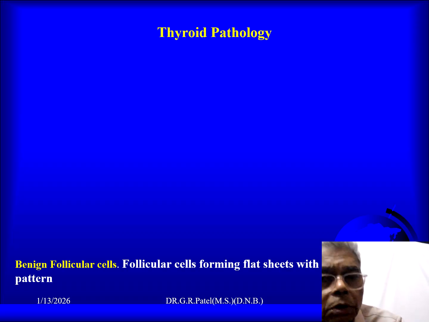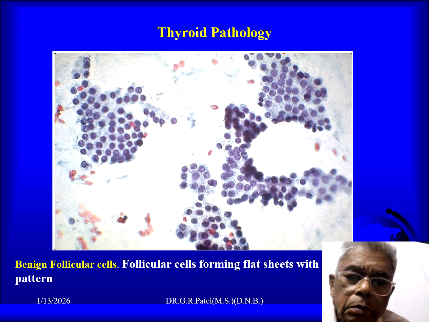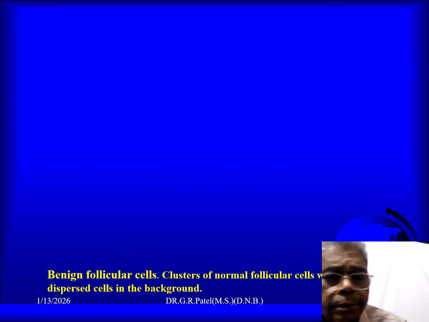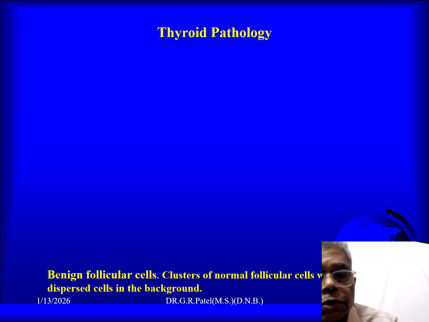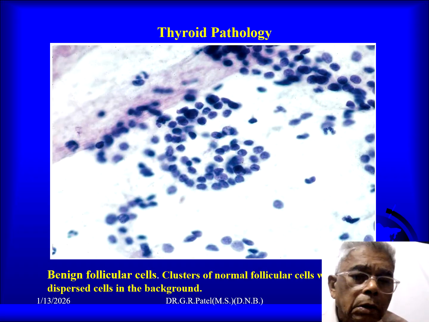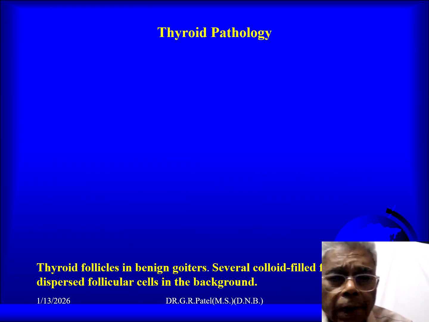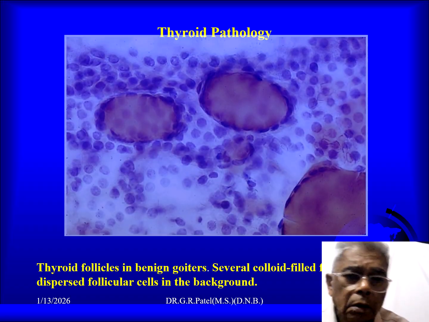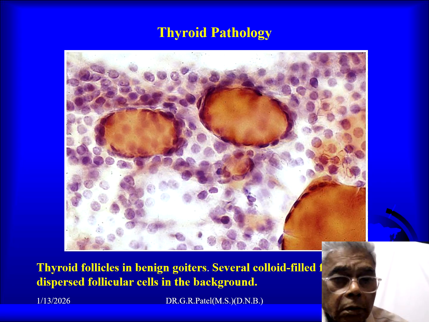Thyroid pathology, benign follicular cells forming flat sheets with the honeycomb pattern. Benign follicular cells, cluster of normal follicular cells with dispersed cells in the background. Thyroid follicle in benign goiter, several colloid cysts are visible.